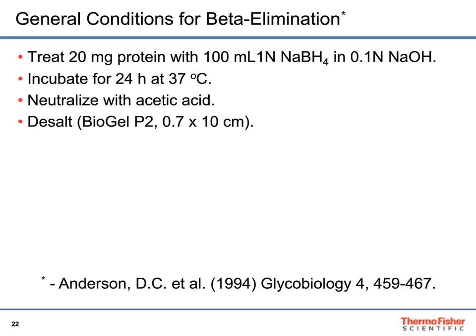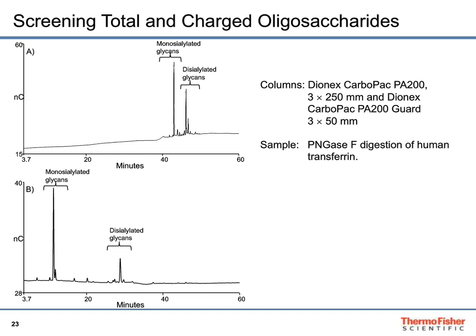So let's look at some separations of glycoproteins, looking at low amounts to basically look at our sensitivity. In this case, we've just taken our CarboPac PA200 column, and we're analyzing PNGase F digestions of the protein human transferrin isolated from human serum. Human transferrin is known to have mostly mono- and disialylated oligosaccharides. That means single and double sialic acid oligosaccharides.